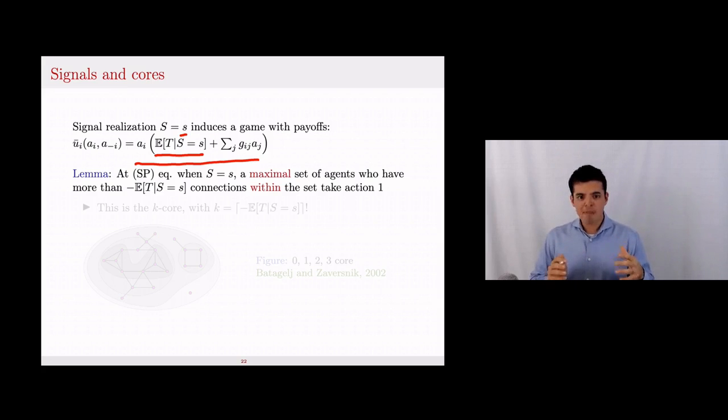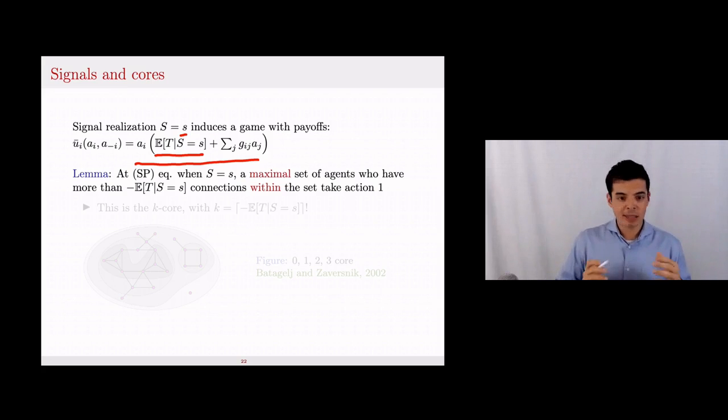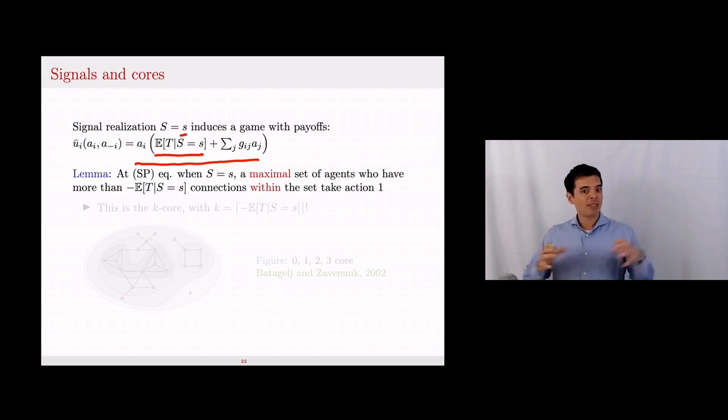This is a supermodular game. It has the largest equilibrium and the smallest equilibrium. When we focus on the subgame perfect equilibrium of the induced game, or when we break ties in favor of the outcome that's preferred by the sender, we are effectively looking at the largest equilibrium. And it turns out that this largest equilibrium is easy to characterize in terms of the underlying network.